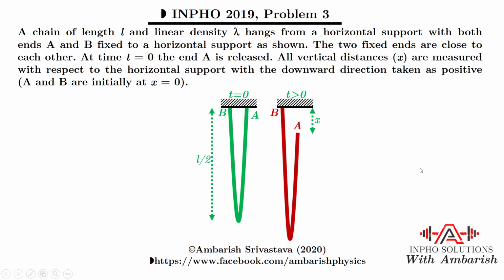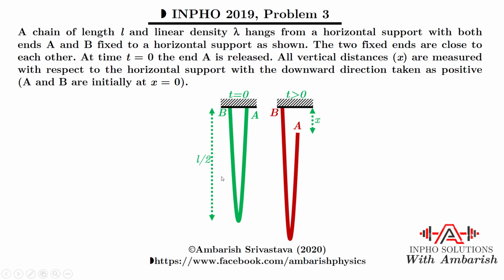A chain of length L and linear density lambda hangs from a horizontal support with both ends A and B fixed to the horizontal support as shown. The two fixed ends are close to each other. At time t equal to 0, the end A is released. All vertical distances x are measured with respect to the horizontal support with the downward direction taken as positive. A and B are initially at x equal to 0. So this is the situation.